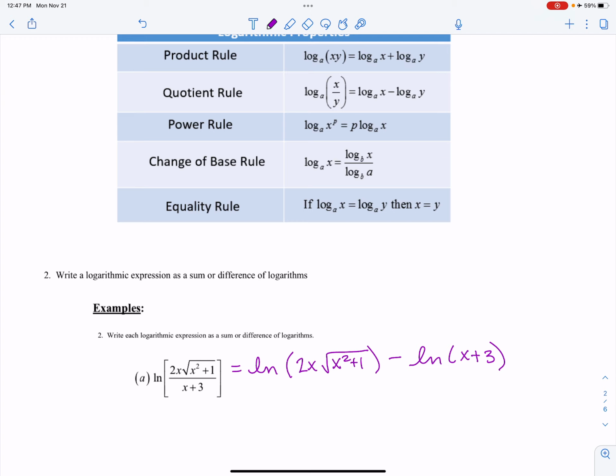Now, the first natural log here is a lot of numbers being multiplied by each other. So let's use our product rule. I'm going to do 2 at once. Natural log, I have 2 times x times the square root. So natural log of 2 plus the natural log of x plus the natural log of the square root of x squared plus 1 minus that last one, natural log of x plus 3.